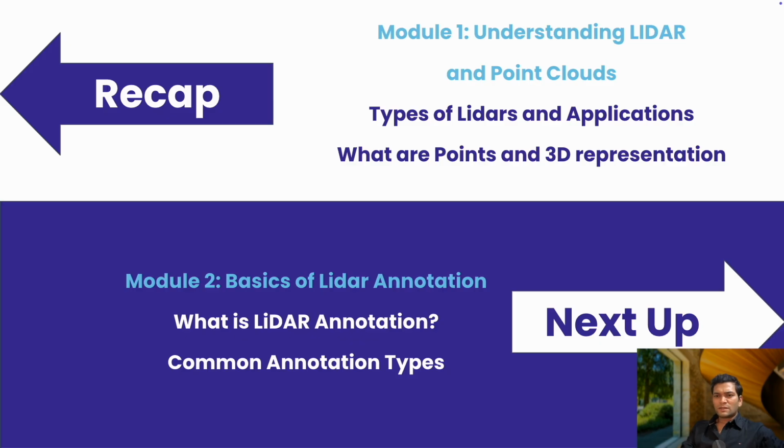So to conclude, in this session, we looked at different types of LiDARs. We also looked at their application and got an understanding of how LiDAR output data looks like, which is called point cloud, and how they represent the 3D world around us. So this concludes module 1. In the next session, we will start with module 2, which is on basics of LiDAR annotation and understand the basics of annotation along with different types of annotation. See you there.